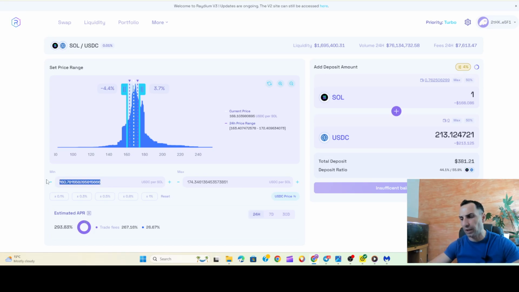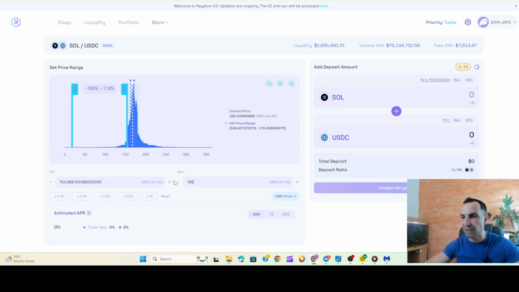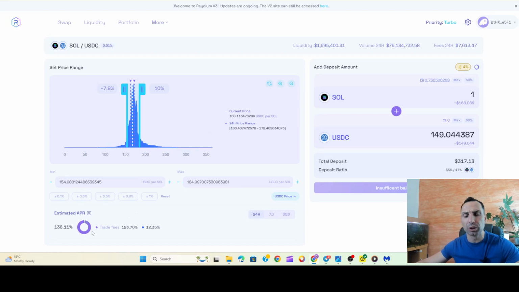For me, the price is fluctuating between 155 up to maybe 185 or 195, and that's pretty much a good range. If you put that range and put some money here, you will see you earn around 136% APR. That is a more realistic and more normal range, around 18% up and down, which is not bad at all. It's not too narrow.